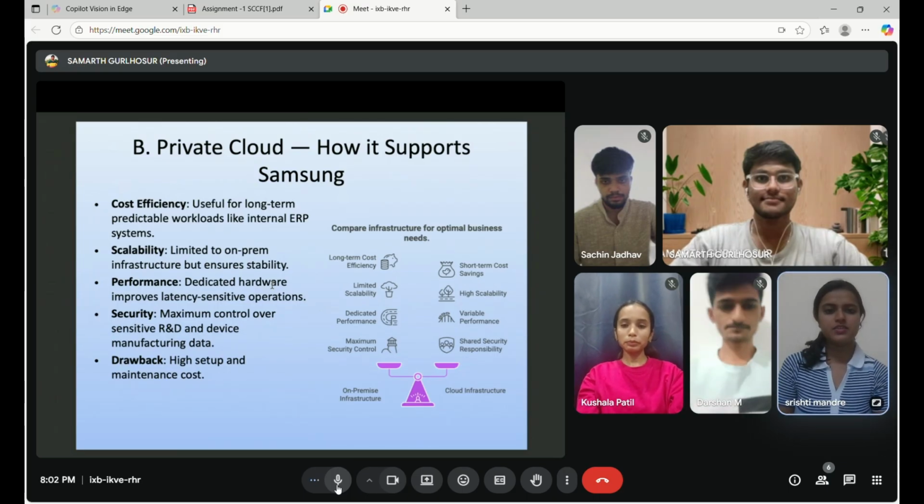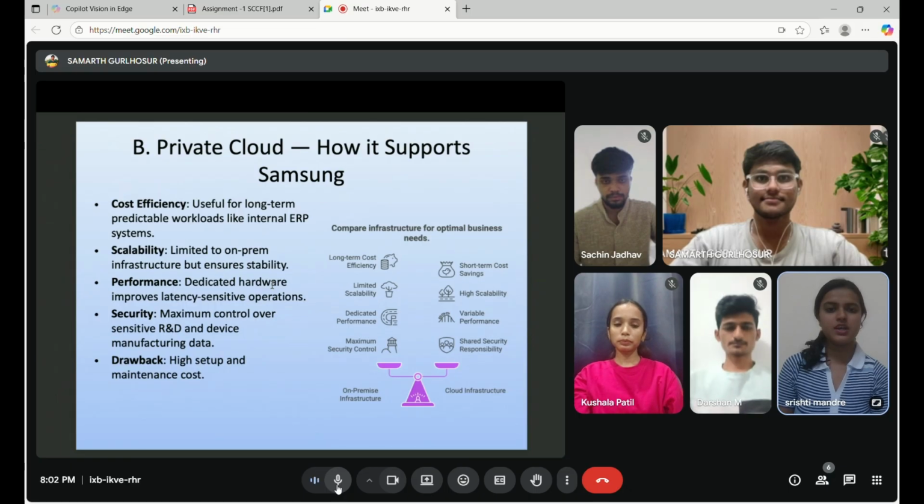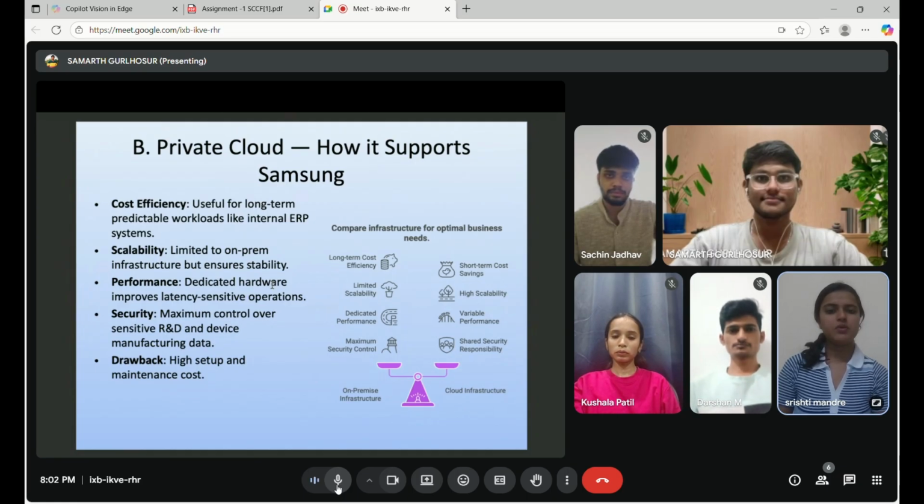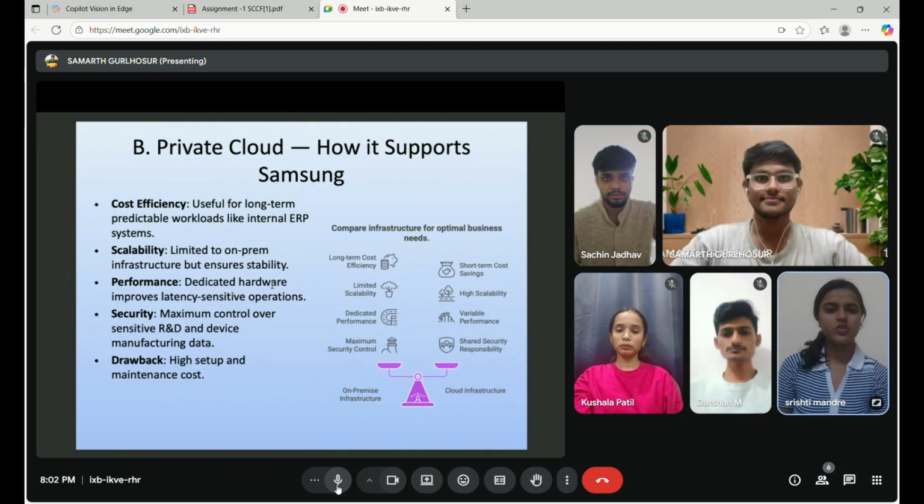In this slide, we will see how the private cloud supports Samsung. The private cloud is mainly used for long-term and predictable workloads like internal ERP systems. It gives Samsung better control and high security over sensitive data, such as R&D and device manufacturing information. It ensures high performance and low latency since the hardware is dedicated. However, the scalability is limited to on-premise resources, and the setup and maintenance cost is also high. Overall, it's ideal for Samsung's core and confidential operations where stability and data protection are top priorities.